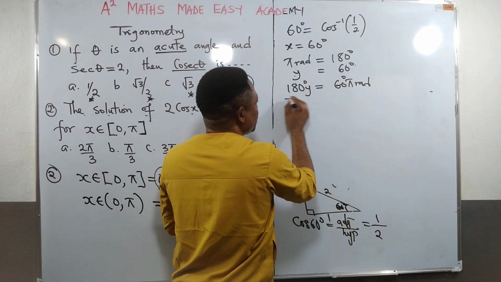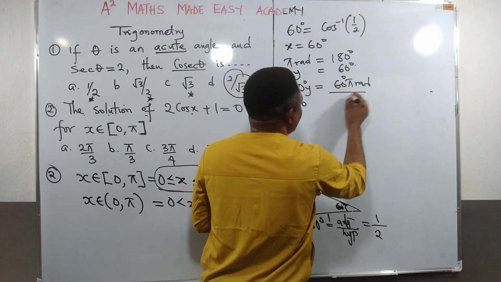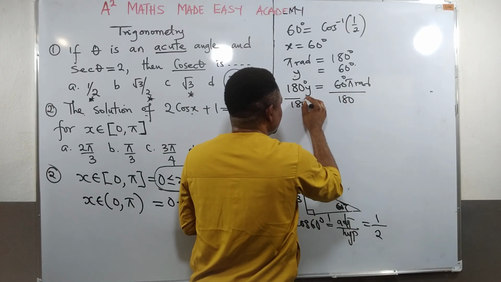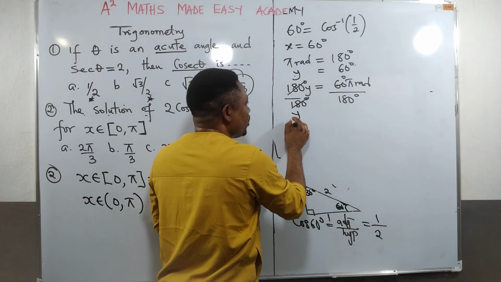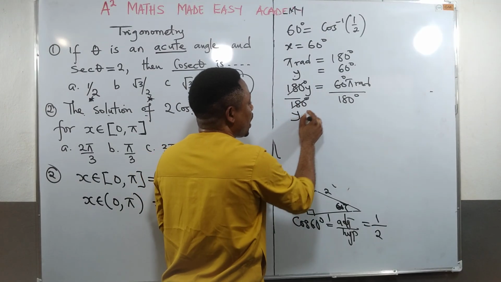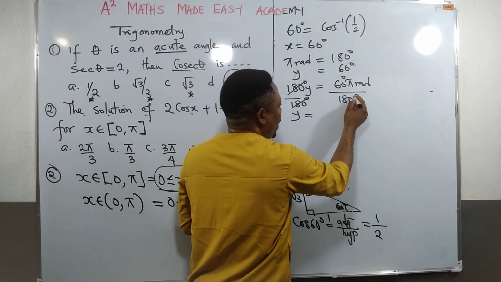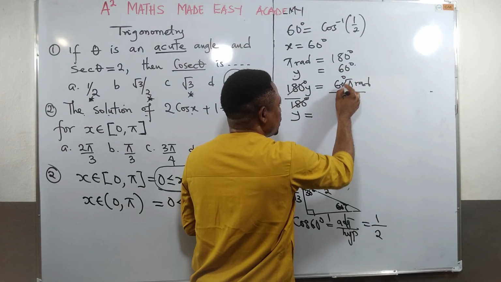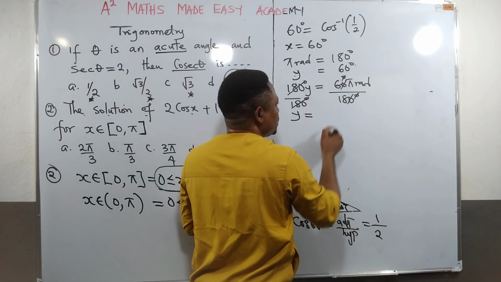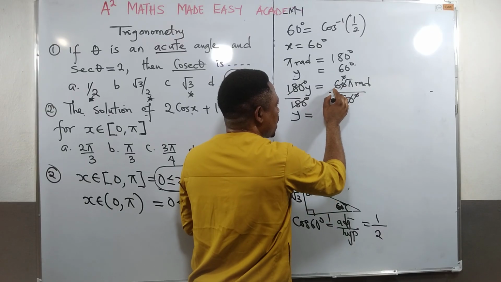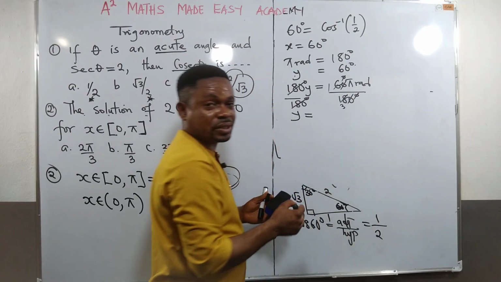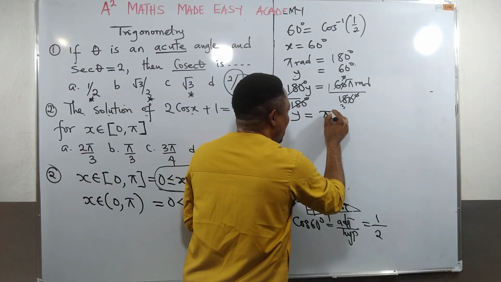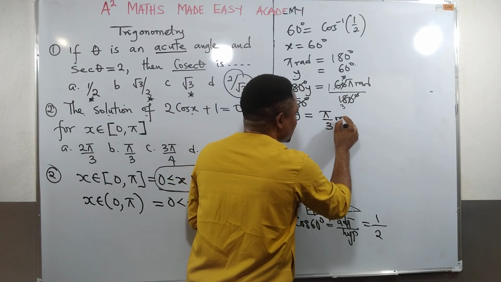Make y subject. Divide by 180 degrees. Are you with me? This will cancel this. I have made y subject of the formula. My y is now equal to, let's divide. This 0 will cancel this 0. This degree will cancel this degree. 6 can go into itself to give you 1. 6 can go into 18 to give us 3. So the answer is pi all over 3 rad. Are you with me now?